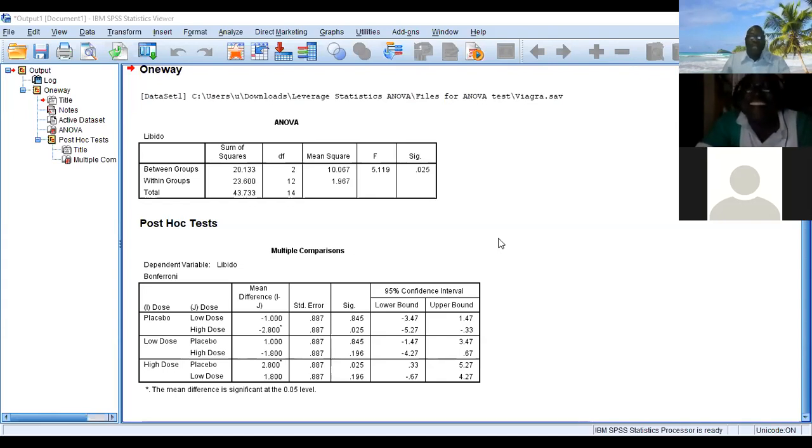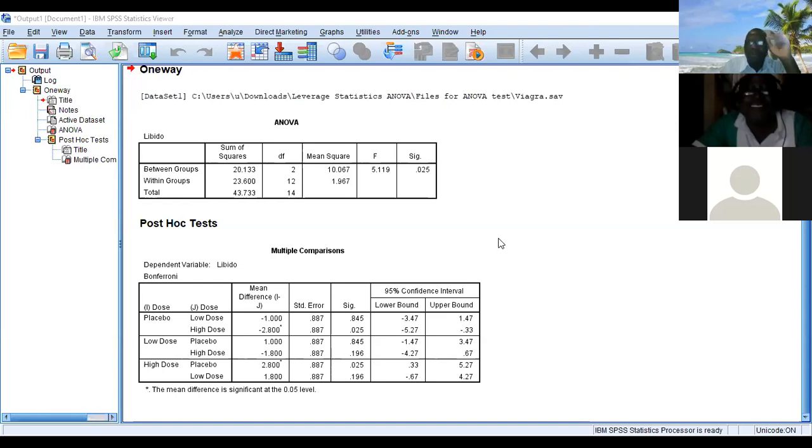I will say that you have already reported there's a significant difference in the mean libido of the three groups, because the ANOVA will also be there, without knowing where the difference lies. Now you report that the significant difference lies between placebo and high dose. You now give the difference. The difference is 2.8, that is the mean difference, and you now report the confidence interval and the p-value.